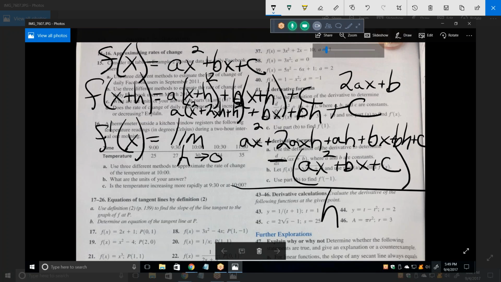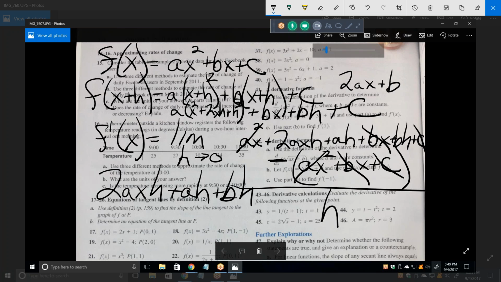Well, this first one doesn't. That's going to cancel with that. This bx doesn't. That's going to cancel with that. And the c doesn't. That's going to cancel with that. So now what I have left in the numerator is 2axh plus ah plus bh all over h.